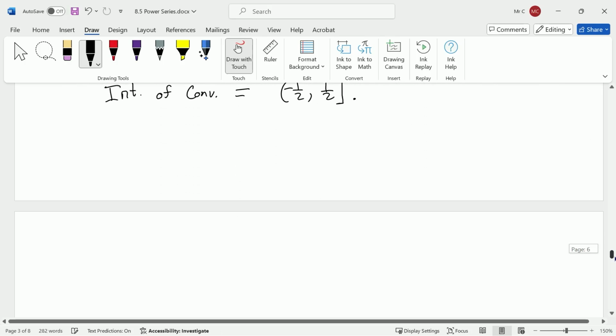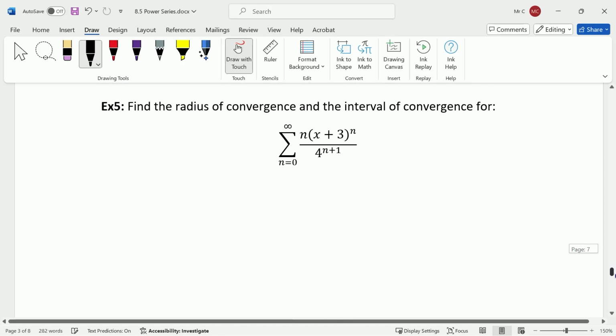I gave myself more room than I really needed. That's okay, not a bad thing. Let's go ahead and dig into this last one. Find the radius of convergence and the interval of convergence for the sum from n equals 0 to infinity of n times (x plus 3) to the nth power over 4 to the n plus 1 power.